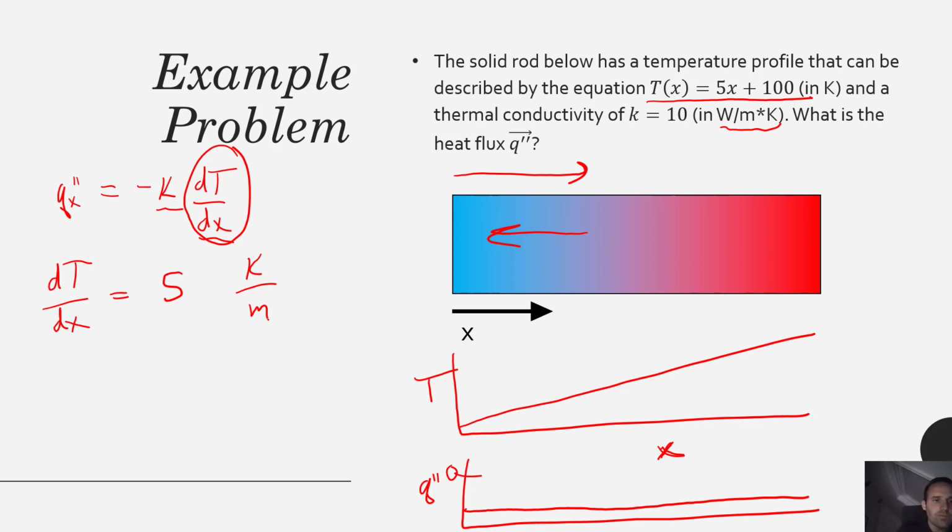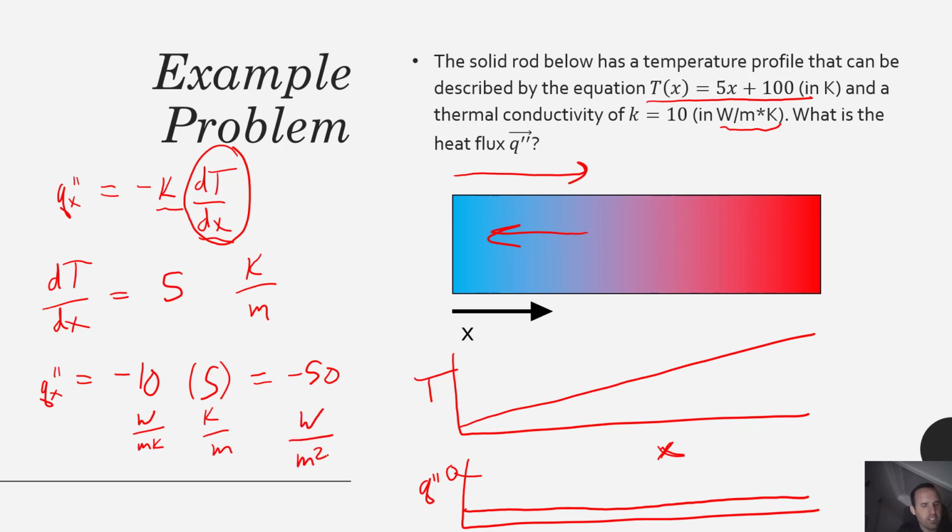So our temperature gradient is 5 Kelvin per meter, which means every meter we go, we're increasing our temperature by 5. So if we plugged everything in here now, we would get that our flux in the x direction is equal to minus 10 watts per meter per Kelvin multiplied by 5 Kelvin per meter, which gives us minus 50, and we're going to have watts per meter squared. So that's a flux term.